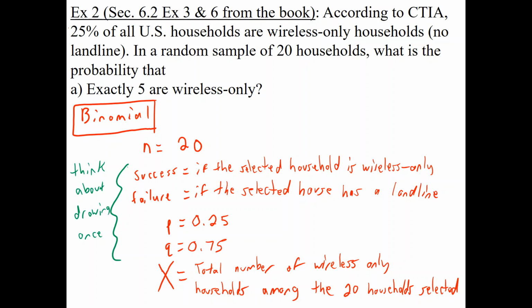Okay, now I'm going to go ahead and do part A, but to do part A, I'm going to have to erase this slide. So it's probably a good idea for you to write these numbers down. Write down that N is 20, P is 0.25, and Q is 0.75, because we're going to need to plug those into the formula when we use it. Okay, so now I'll finally answer part A.